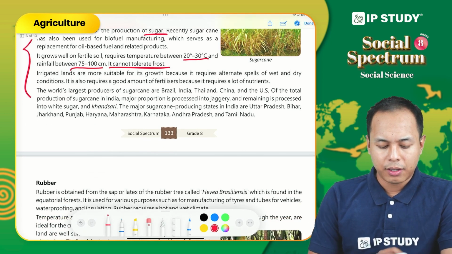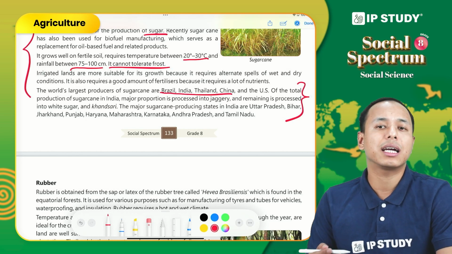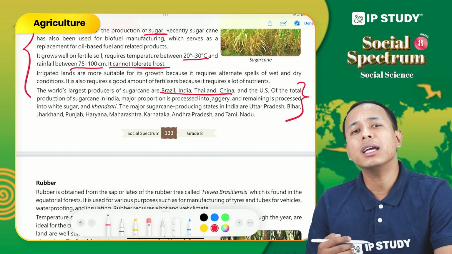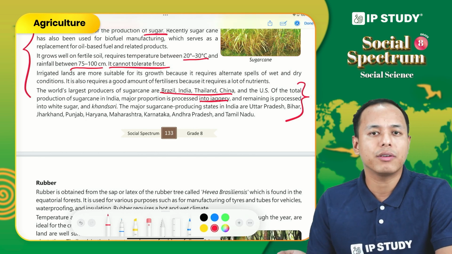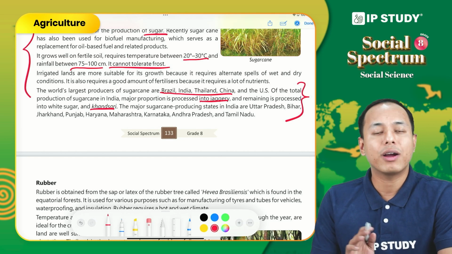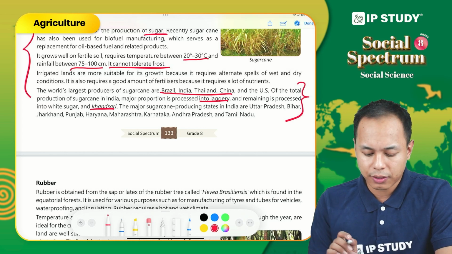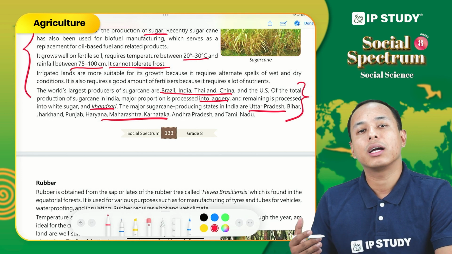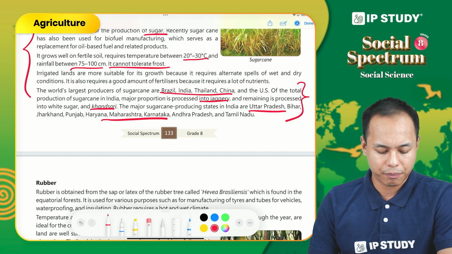Okay. Now, if you look at the producers of sugarcane, we have Brazil, India, Thailand, China, USA as the major producers. In India, most of the sugarcane produced is processed into jaggery, we can say, and the remaining is processed into white sugar and khandasari. In India, the important states that produce or cultivate sugarcane are Uttar Pradesh, Bihar, Jharkhand, Punjab, Haryana. Mostly states that enjoy a warm type of climate and adequate rainfall.